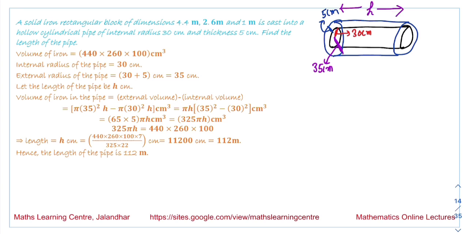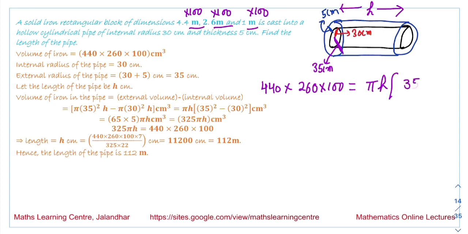So the volume of the rectangular block and the volume of this hollow pipe should be the same. The values of the rectangular block are given in meters, so if we convert them to centimeters, we multiply these values by 100. So we obtain 440 into 260 into 100, which is equal to the volume of this hollow pipe, and the volume of this hollow pipe is pi into h into 35 square minus 30 square.